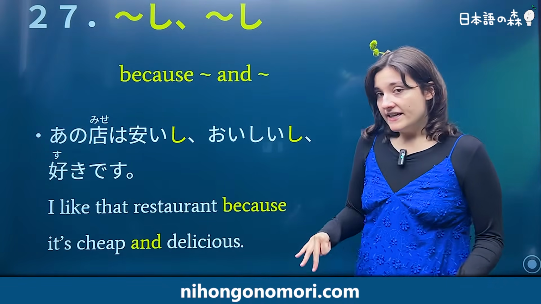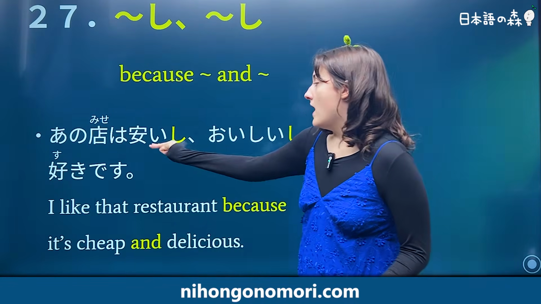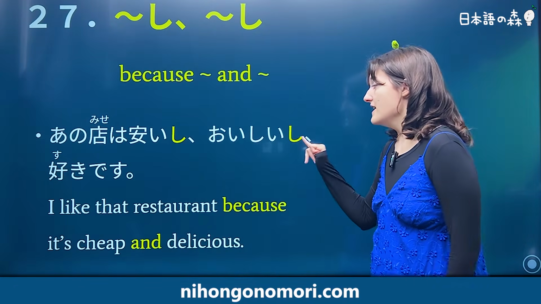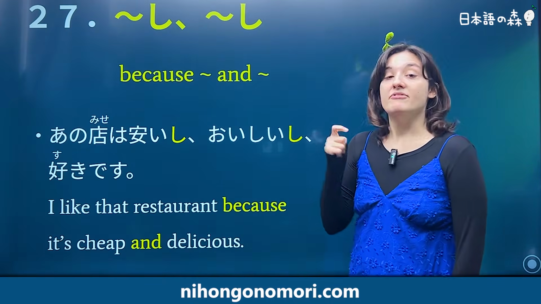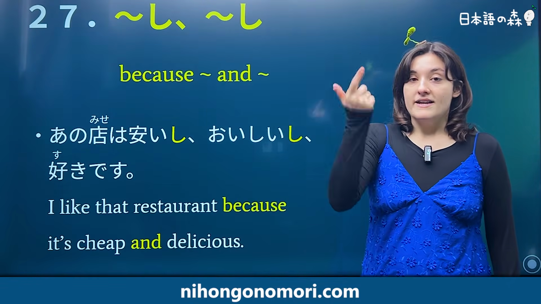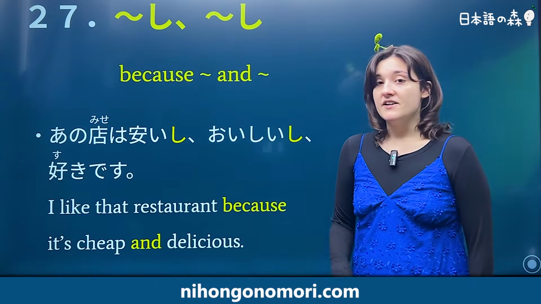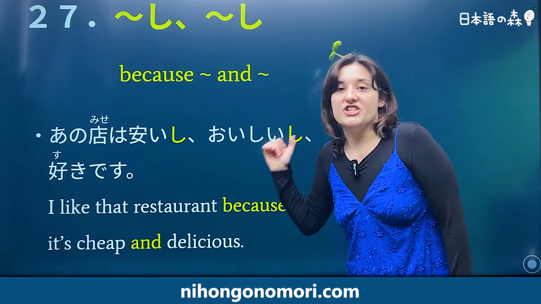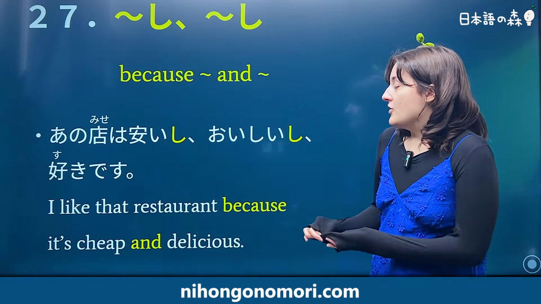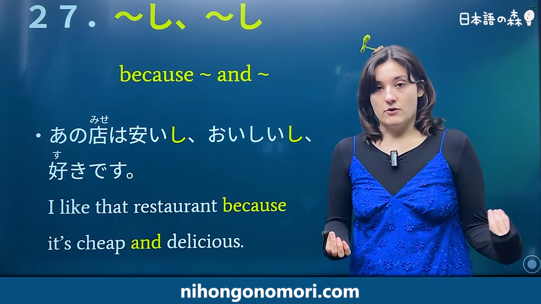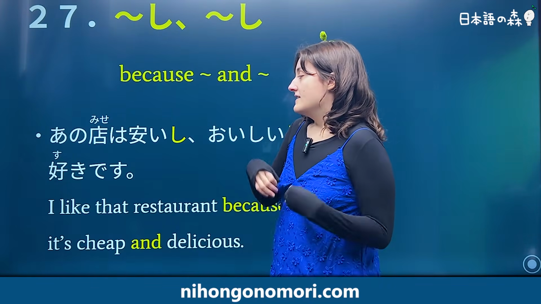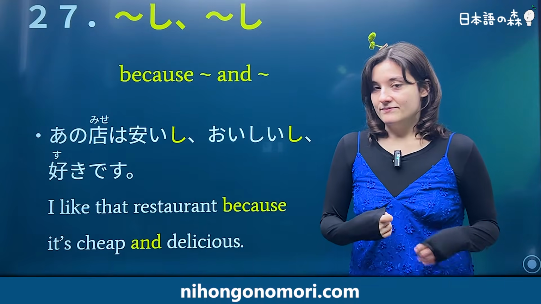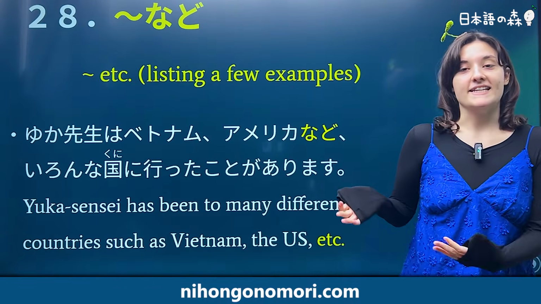Now, when we use shi, we will use the plain form of these i adjectives, right? So it's 安いし, 美味しいし. And then if we have nouns or na adjectives, we'll say da. So 綺麗だし, 学生だし. And then for verbs, it'll be the plain form. So it'll be like 食べるし, 読めるし, 読んだし, など.